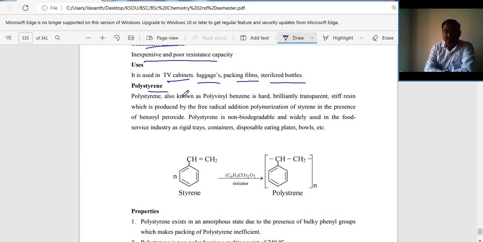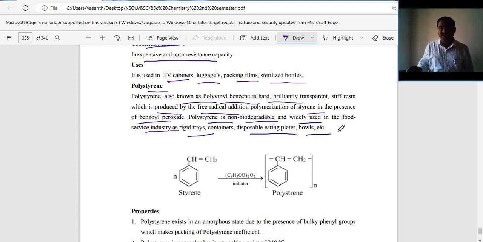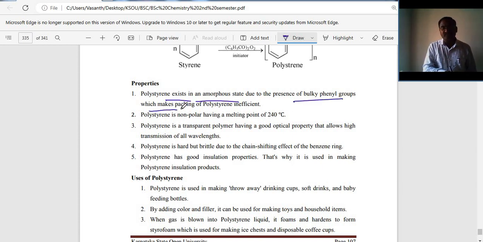sterilized bottles. Polystyrene, also known as polyvinyl benzene, is a hard, brilliantly transparent, stiff resin produced by the free radical addition polymerization of styrene in the presence of benzoyl peroxide. Polystyrene is non-biodegradable and widely used in the food service industry as rigid trays, disposable eating plates and forks. What are the properties of polystyrene? Polystyrene exists in an amorphous state due to the presence of the bulky phenyl group, which makes packing of polystyrene inefficient.